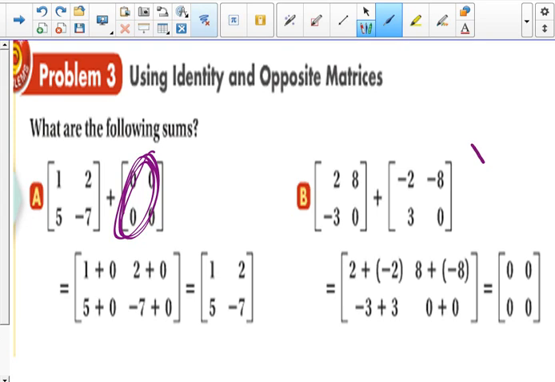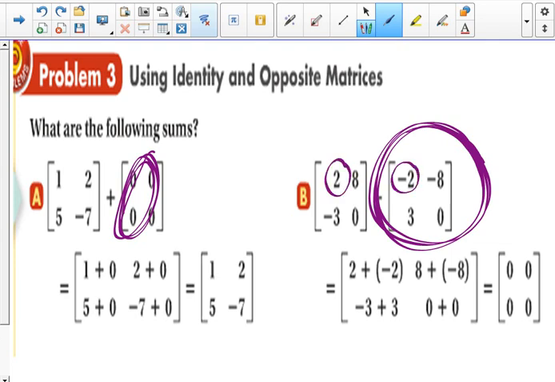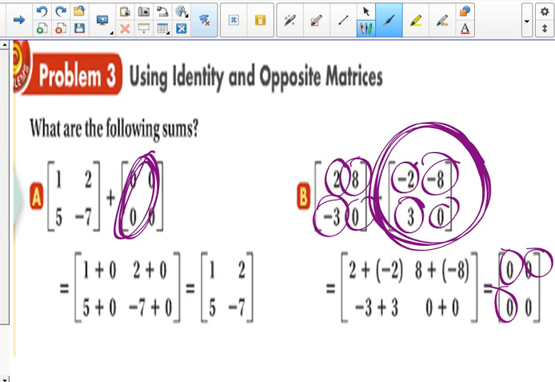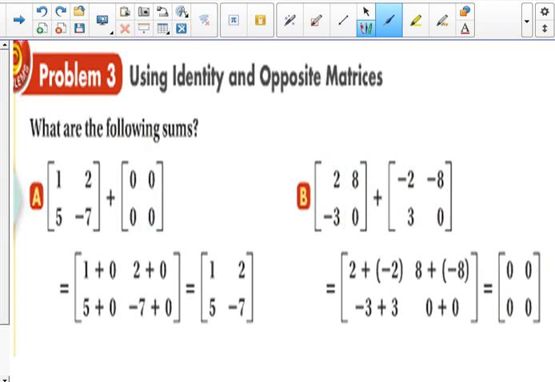Now, the additive inverse is what happens. It's the matrix that you add to another matrix to turn that into a zero matrix, the solution to a zero matrix. So it's just the opposite of all the numbers. So 2 plus negative 2 is 0. 8 plus negative 8 is 0. Negative 3 plus 3 is 0. And 0 plus 0 is 0. It's just what are you going to add? The opposites.